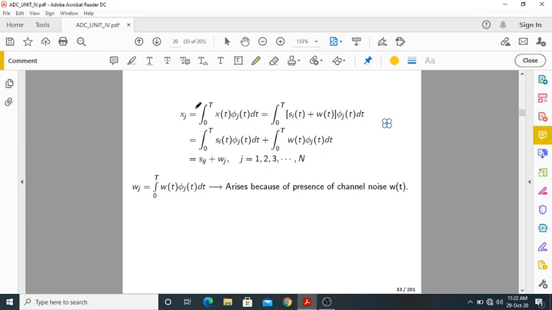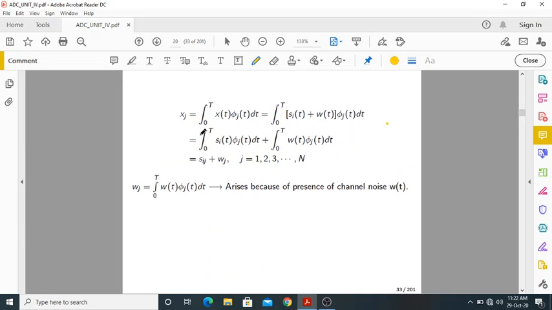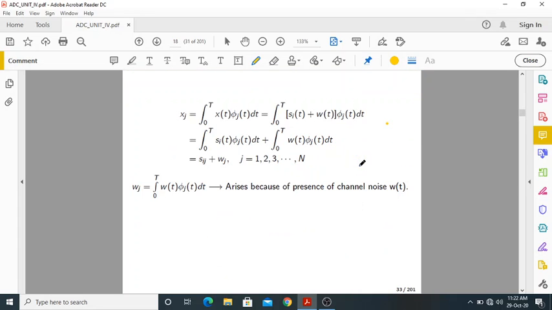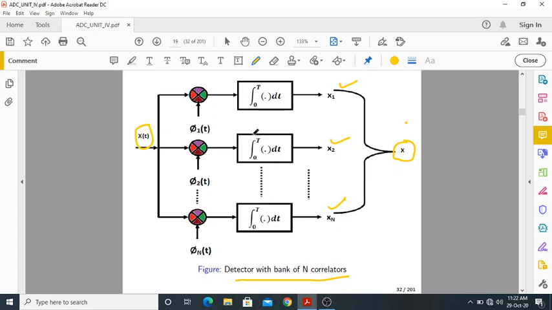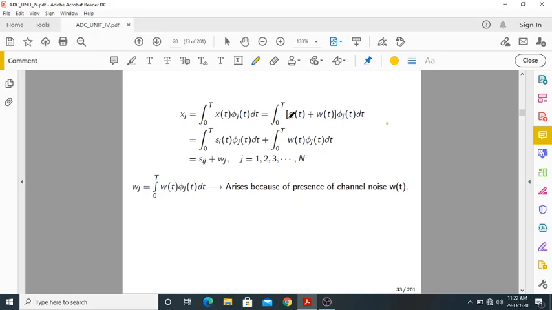Now, what is xj? The output of the jth correlator is simply, as I told you here, xj equal to the integration from 0 to T of x of t phi j of t dt. But what is x of t? It is Si of t plus w of t. What is w of t? It is a noise process. So xj is the integration of Si of t plus w of t, times phi j of t, dt.